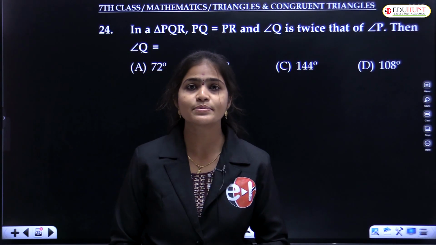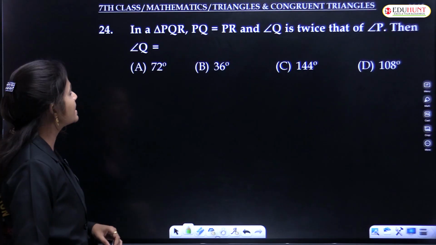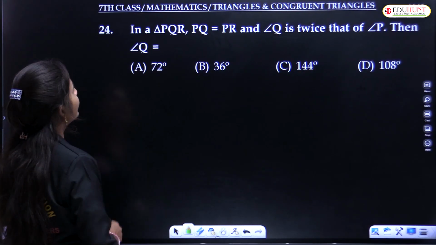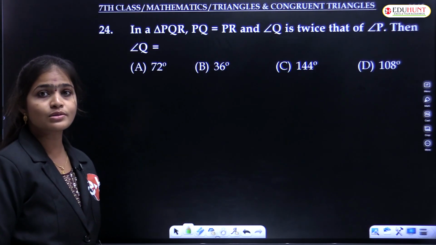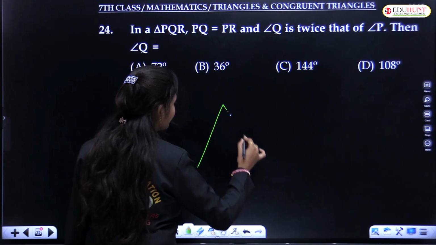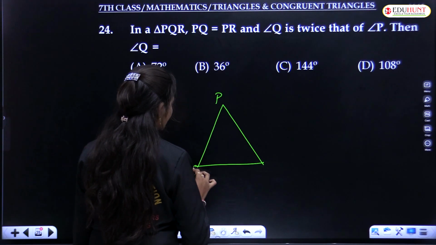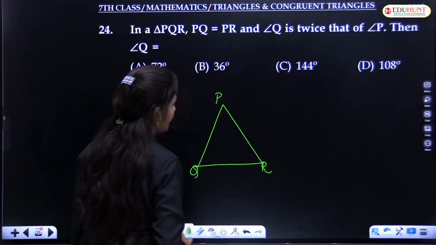Hi children, in this video we are going to discuss the problems from 24th onwards. Okay, see here what is the 24th question. In a triangle PQR, so here they given the triangle name. So that is triangle PQR. P, Q and this is R.